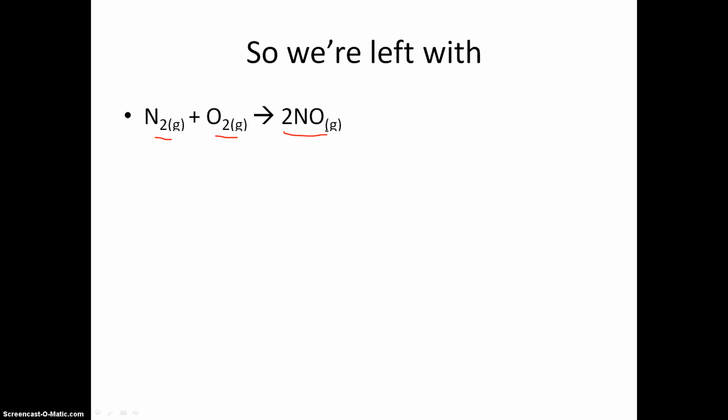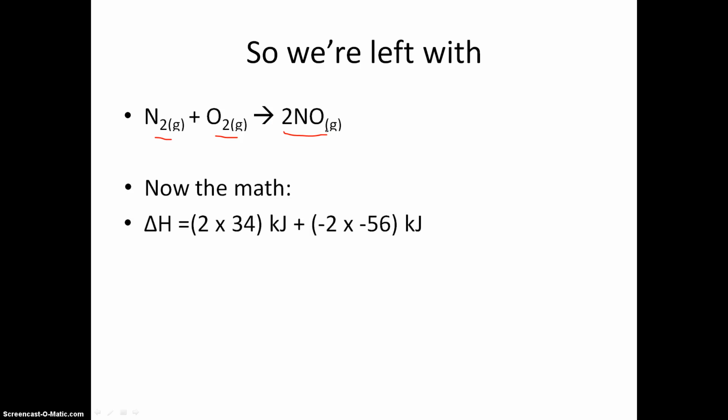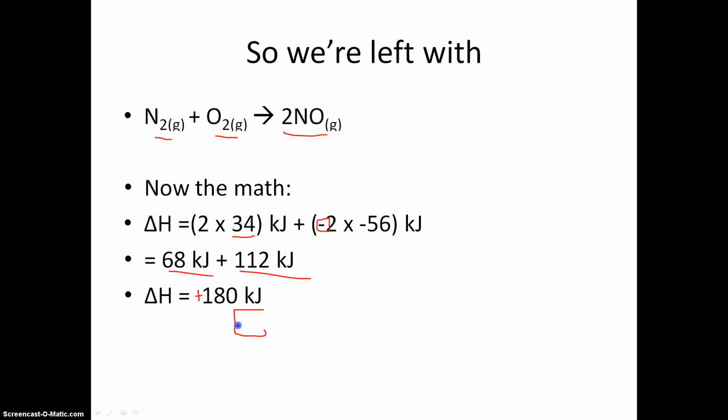Now there's only one thing that's left, which is our delta H values. So for the very first reaction, we had 34 kilojoules. It was a positive, so 2 times 34. And then for our second reaction, we reversed it, so we had to put the negative sign, and we also doubled it, so we times by 2. So there we go, 68 plus 112. This is positive 180 kilojoules. This is an endothermic reaction.